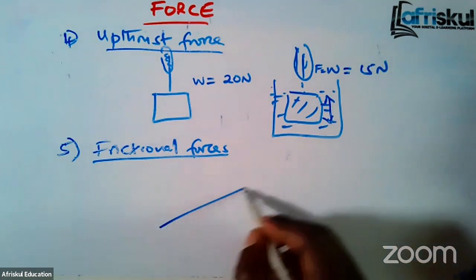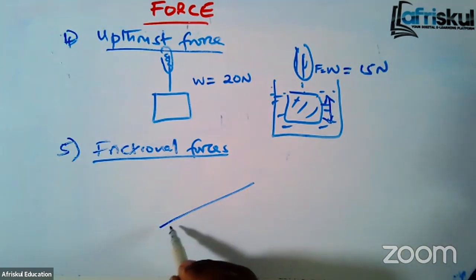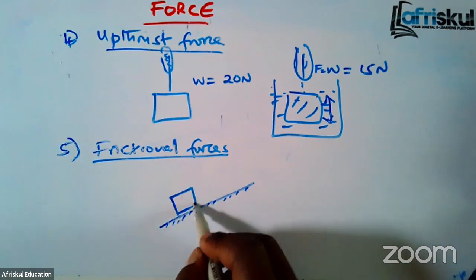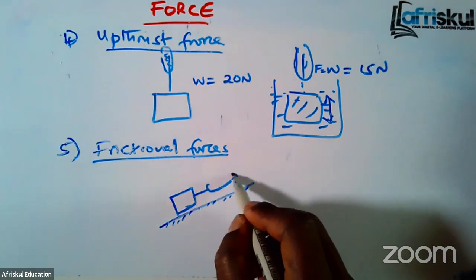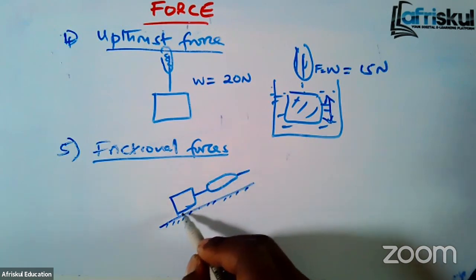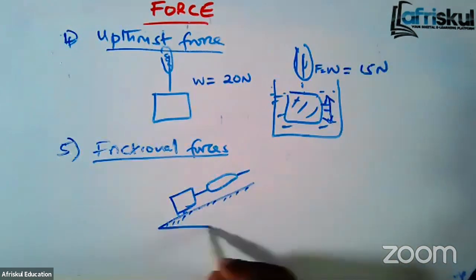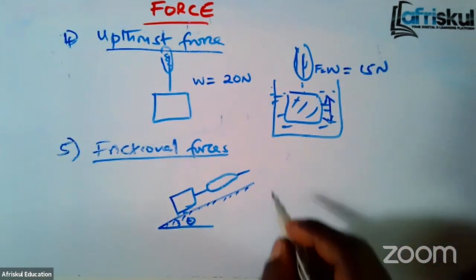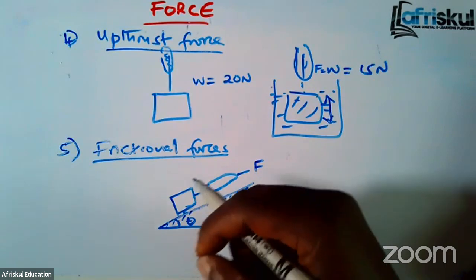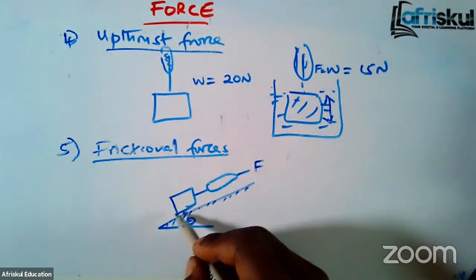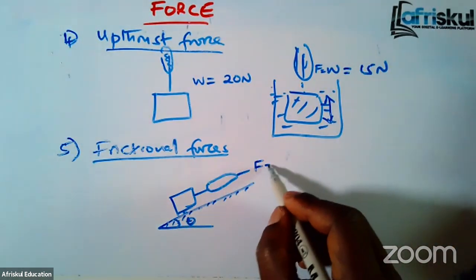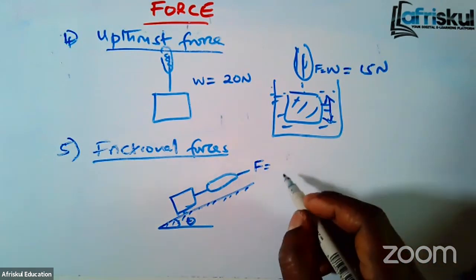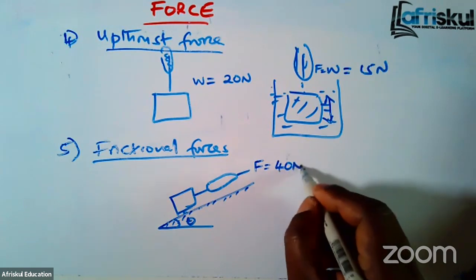Now, when you have, for instance, a slope, just some plank of wood, and then you make a slope of it, and then you pull a body while it's resting on this plank at some angle, you can call it angle theta, then you pull it upwards. You'll find that you have to exert some force before this body begins to slide upwards. So that as soon as it begins to slide, then you can note the force. The force may be 40 newtons.